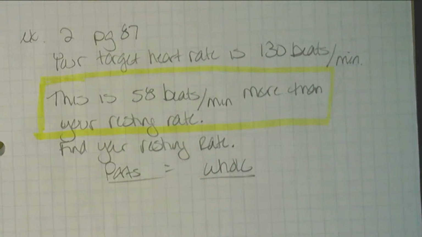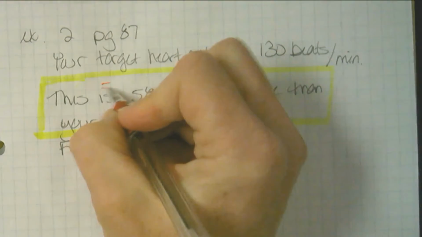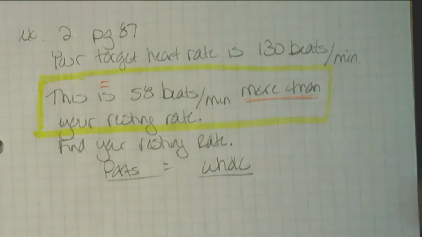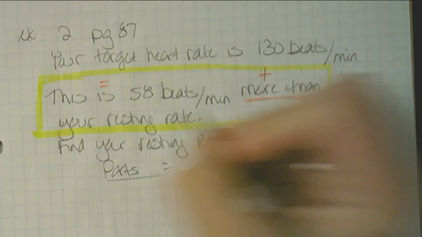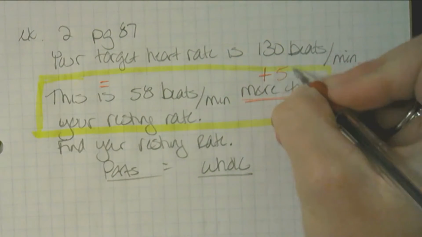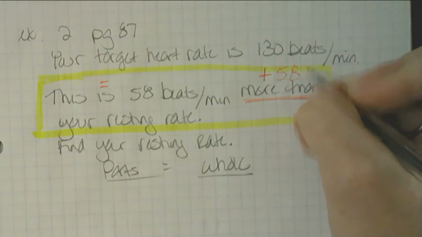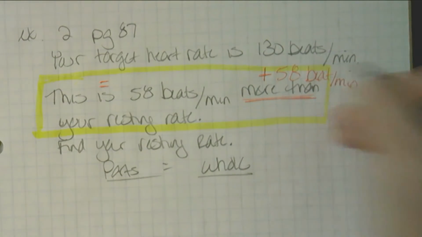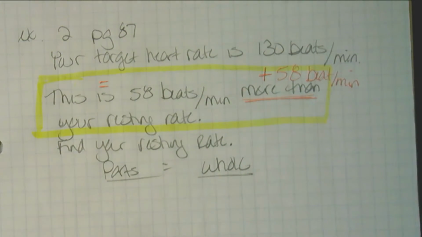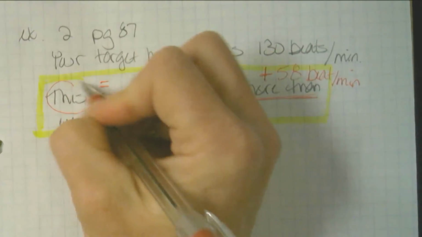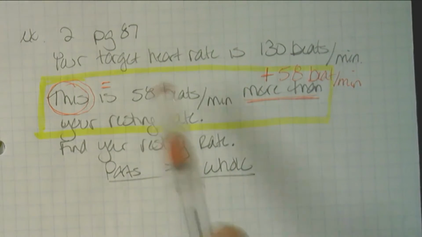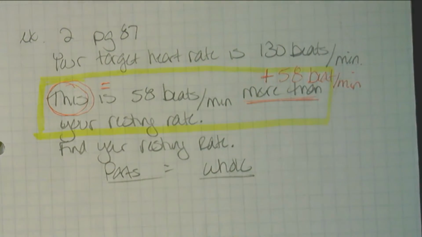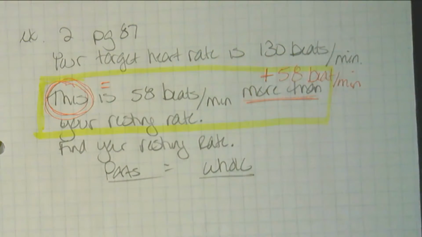What does is mean in math, Francesca? Equals. What does more than mean in math? If something is more than something else, what does that mean, Alex? Addition. So, 58 beats more than means I have something plus 58 beats per minute. So I'm kind of taking apart this sentence. Now, what does this refer to? It says your target heart rate is whatever. This is 158 beats per minute more than your resting rate. What does that pronoun this refer to here?